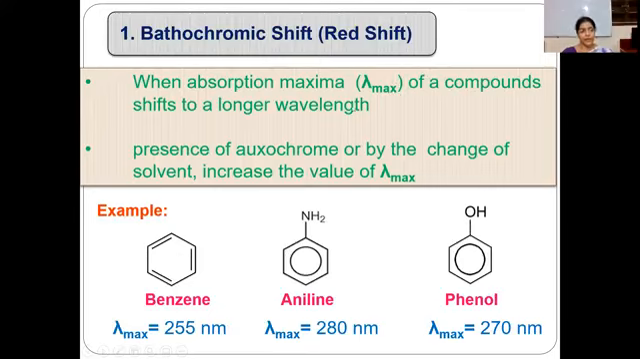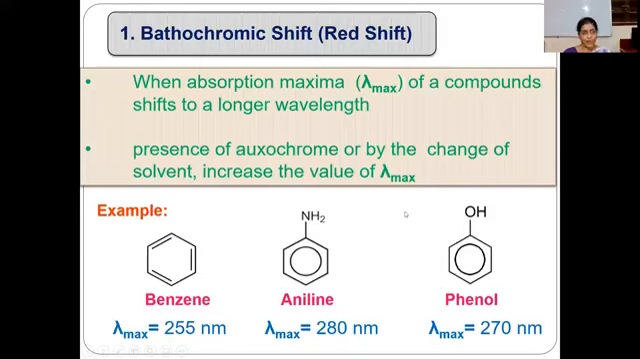First example, in case of benzene, benzene is a chromophoric group which shows absorption at 255 nanometer. The value of lambda max is 255 nanometer. When oxochromic group NH2 or OH, any one is attached, it shows lambda max value for aniline at 280 nanometer and for phenol 270 nanometer. So this is the example of bathochromic shift for pi to pi antibonding transitions.